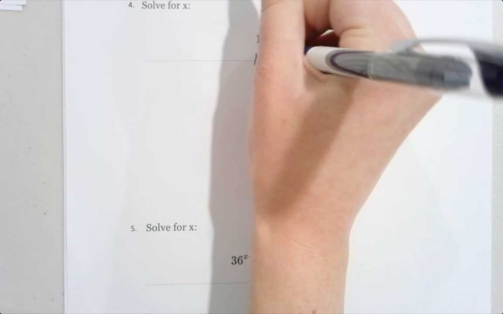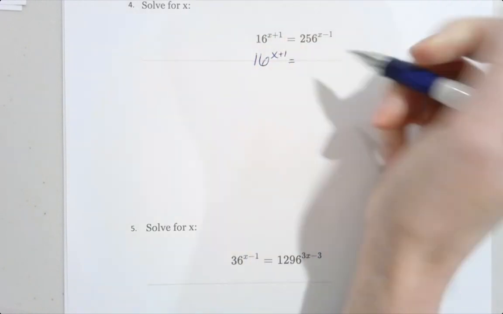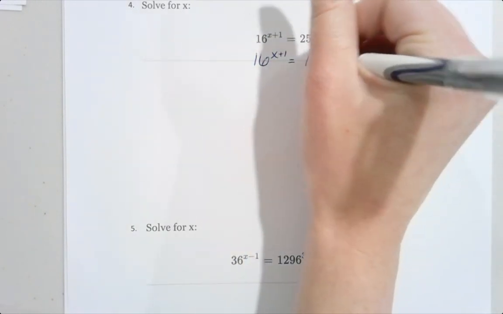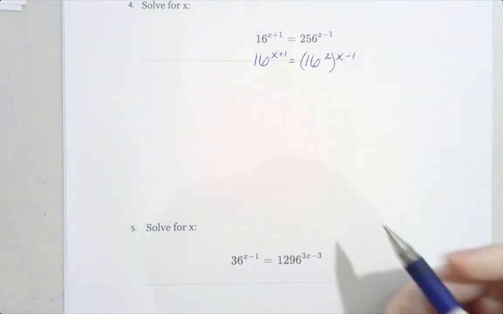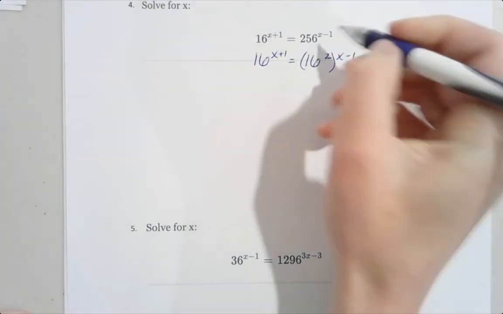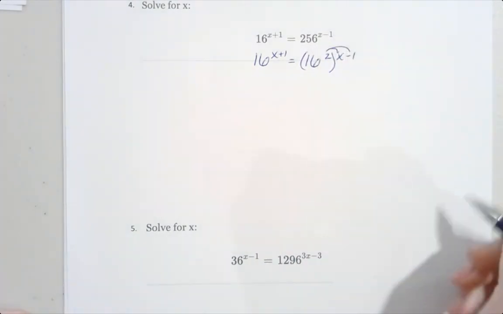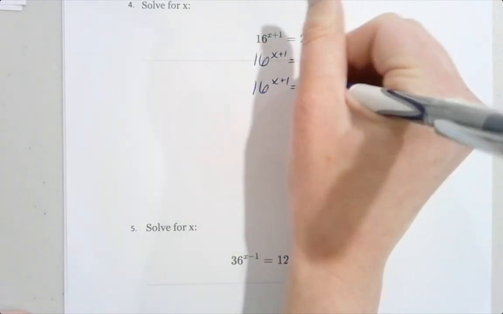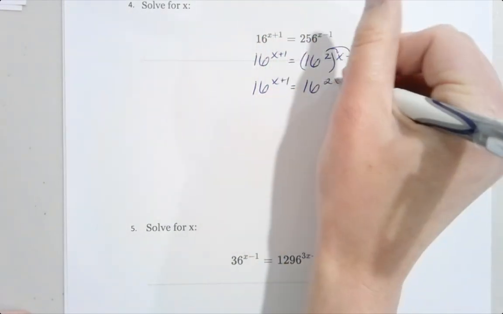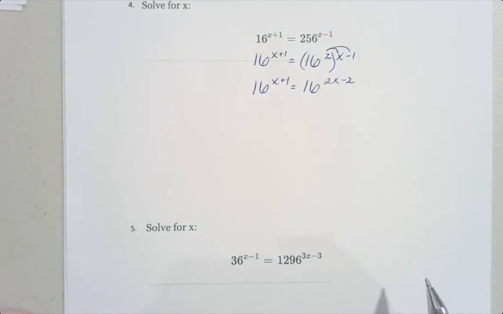So what I have here on the left is going to stay the same. On the right-hand side, I'm going to turn 256 into 16 squared. It's still going to be raised to the x minus 1 power. I'm going to clean up my exponent by distributing that 2. So again, left-hand side is going to stay the same, and I'm going to have 16 to the 2x minus 2 after I distribute that 2.